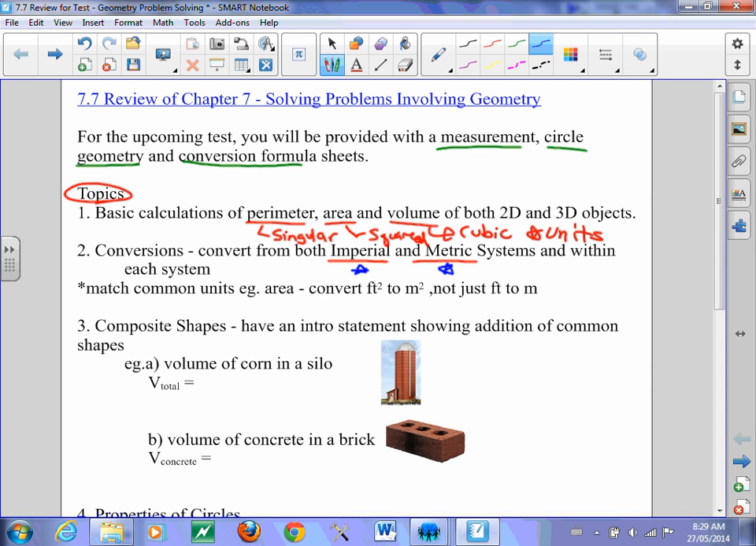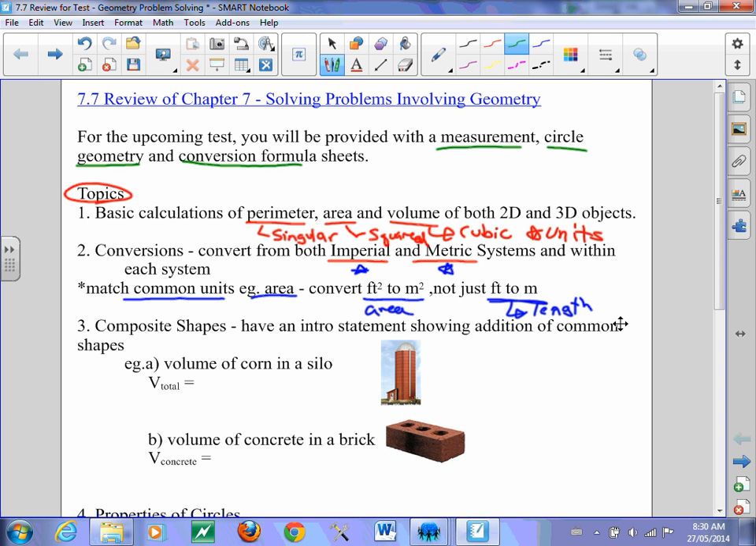Okay. When you're doing conversions, make sure to match common units. For example, if it's an area calculation, you're going to look for a conversion that's feet squared to meters squared, not just feet to meters, because this deals with a length conversion. Okay, whereas feet squared to meters squared is an area conversion. So watch to make sure that you've got those units matching up.